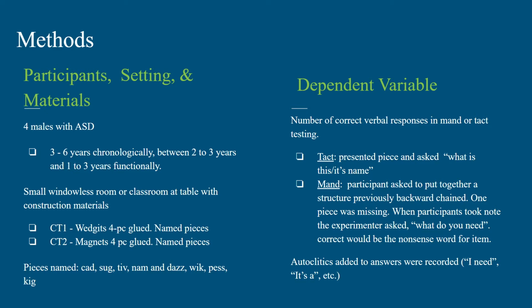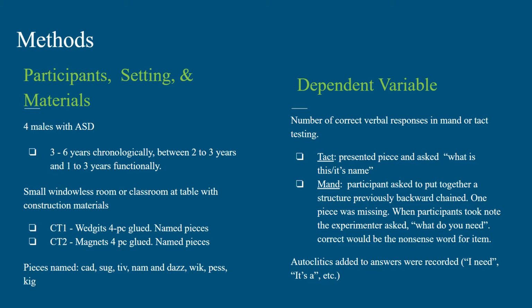Those construction materials were 2 separate sets of toys that snapped together in one way or another. For CT1, it was a set of wedgets, and there were 4 pieces glued together. And for CT2, it was magnets, and again, a 4-piece structure glued together, with each piece given a 3-letter nonsense name, like CAD, TIV, etc. And that was so they could ensure there was no learning history associated with those.